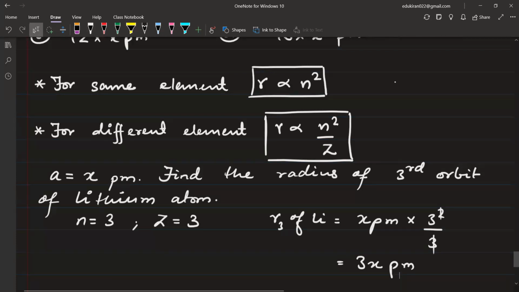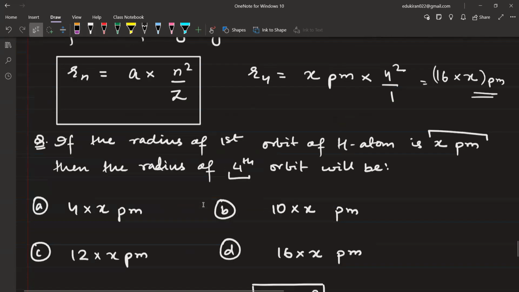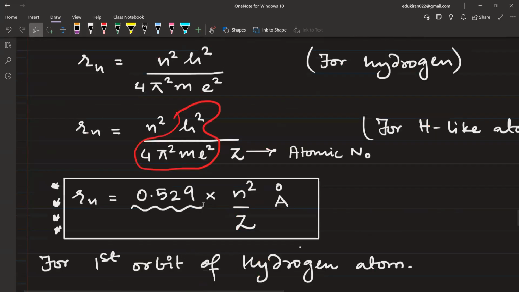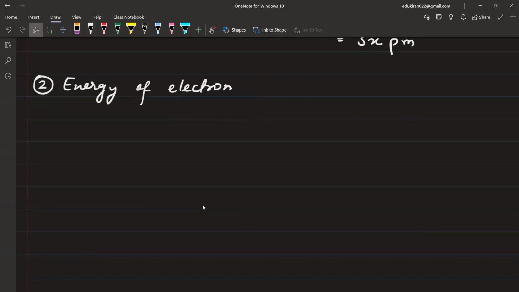Similarly, write the next part. That is the energy of electron. Just wait a second. Energy of electron.